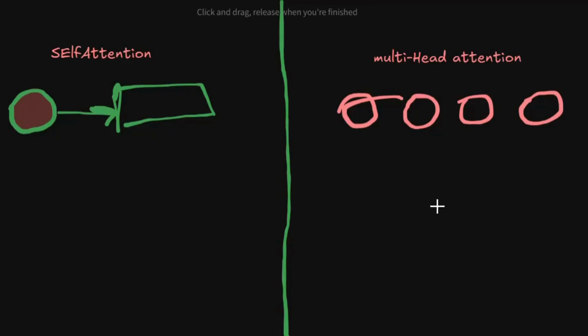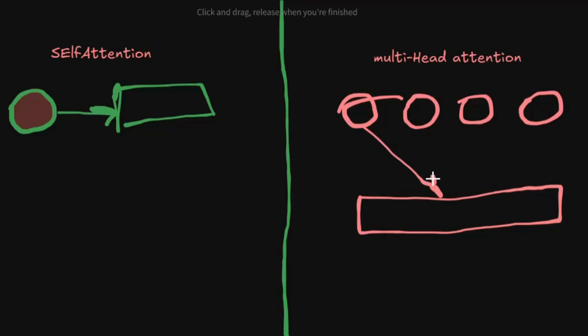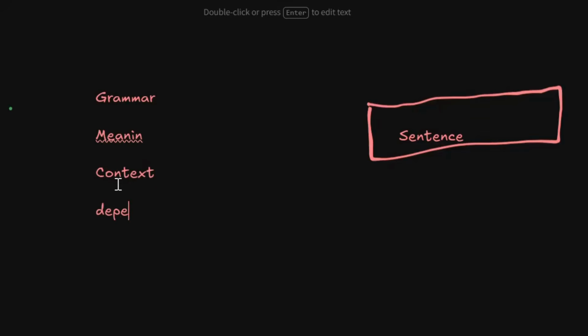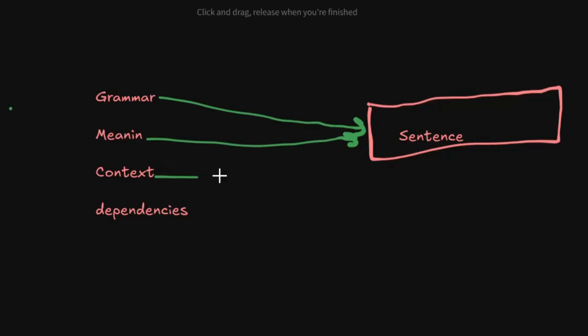So instead of using one attention operation, multi-head attention runs several attention heads in parallel. Each head learns to focus on a different aspect of the sentence. So think of it as having multiple experts. One head can focus on grammar, one can focus on subject-object relationships, one can focus on long-range dependencies, and one head can focus on names or entities. So together, they give a much richer understanding of the sentence.